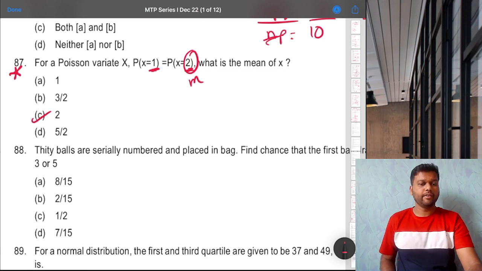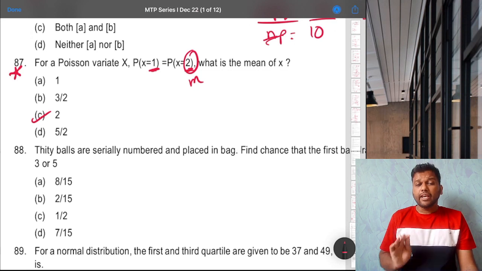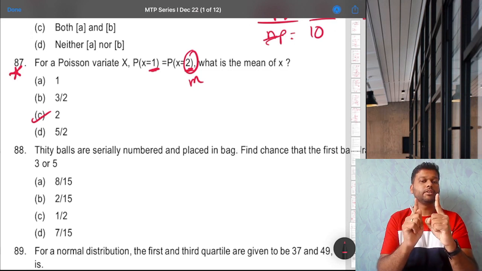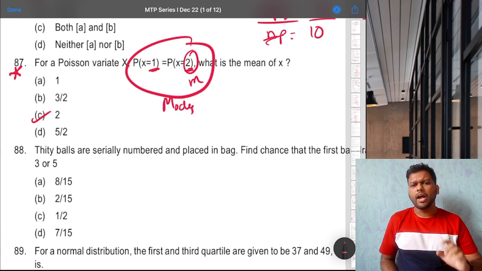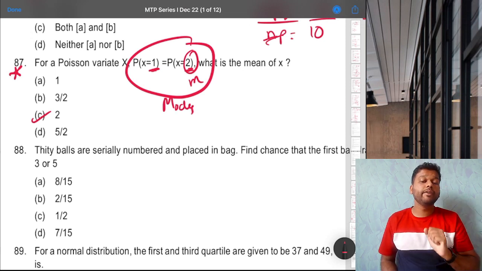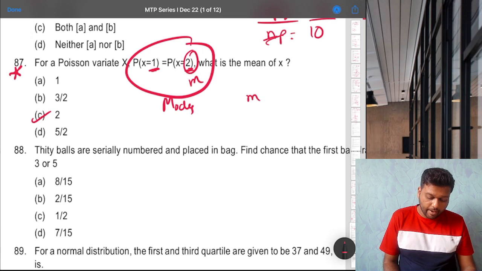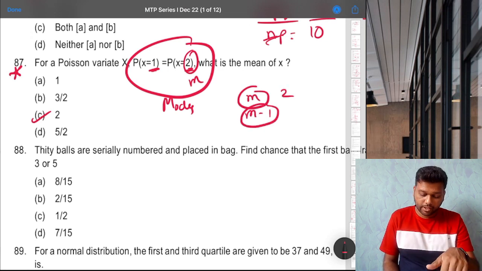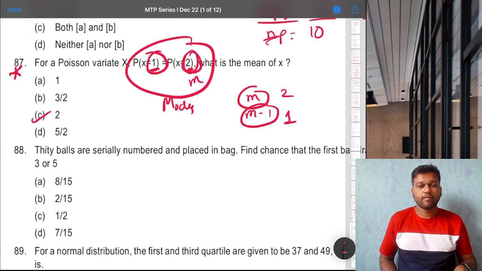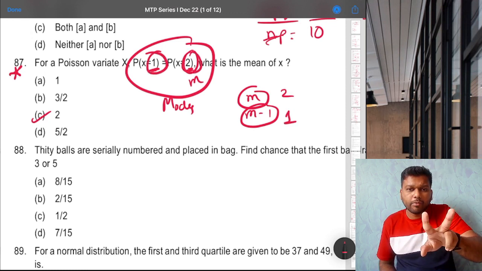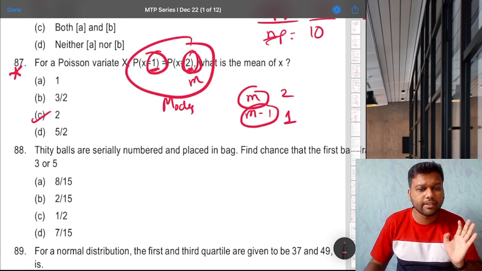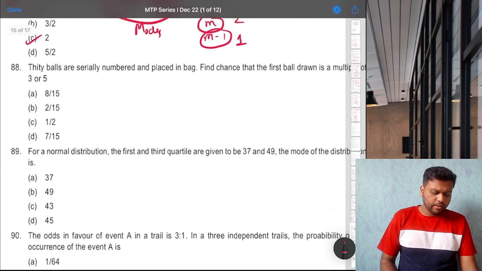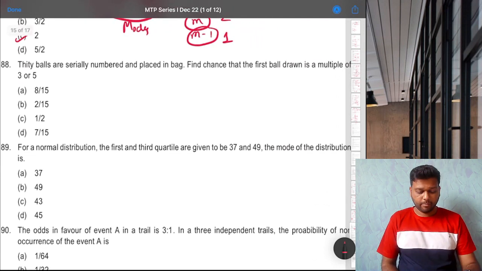Why? Understand why? Because probability of two numbers being same only happens when both are modes. And we know when do we get modes like this? When it is m and m minus 1. So one mode is 2, another mode is 2 minus 1, which is 1. So whenever there are consecutive numbers, always take the higher number, that is the mean. No need to think about anything else. So 87 is C.